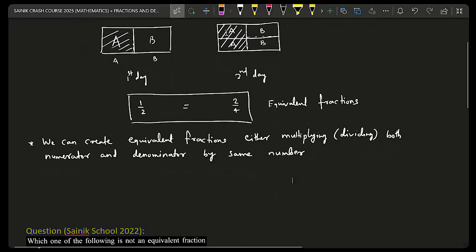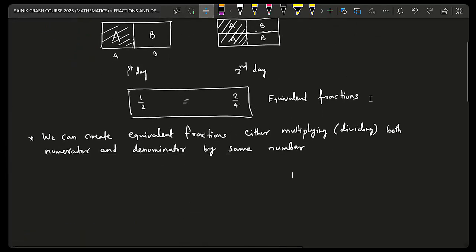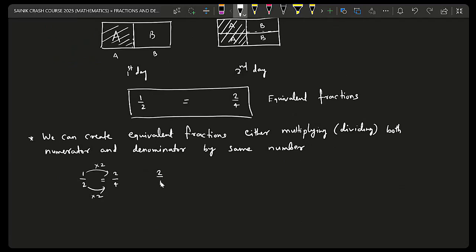Let us take some examples to understand how to create equivalent fractions. For example, the same question we took before: 1 by 2. From 1 by 2 we created 2 by 4. How? 1 you multiply by 2, 2 also you multiply by 2. 1 2s are 2, 2 2s are 4. So that created the equivalent fraction, and we can use the equal to sign. If 2 by 4 is given, not only multiplication, division is also allowed. 2 divided by 2 is 1, 4 divided by 2 is 2. So 2 by 4 is equal to 1 by 2.